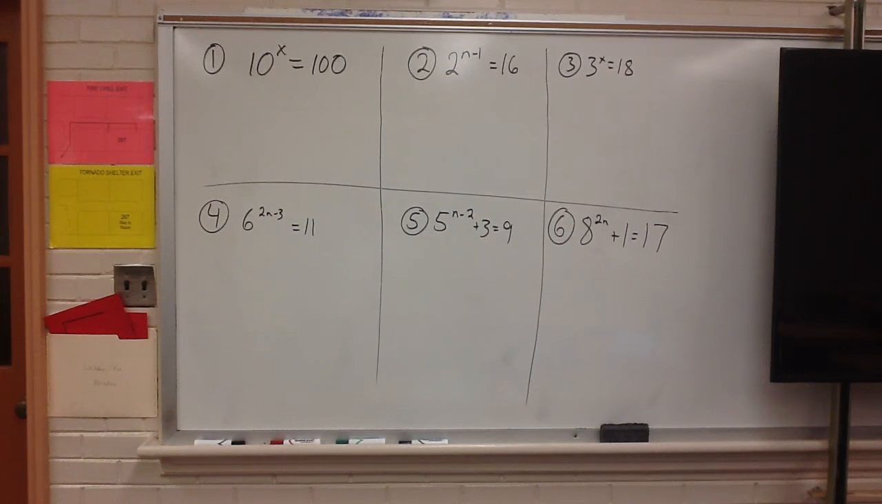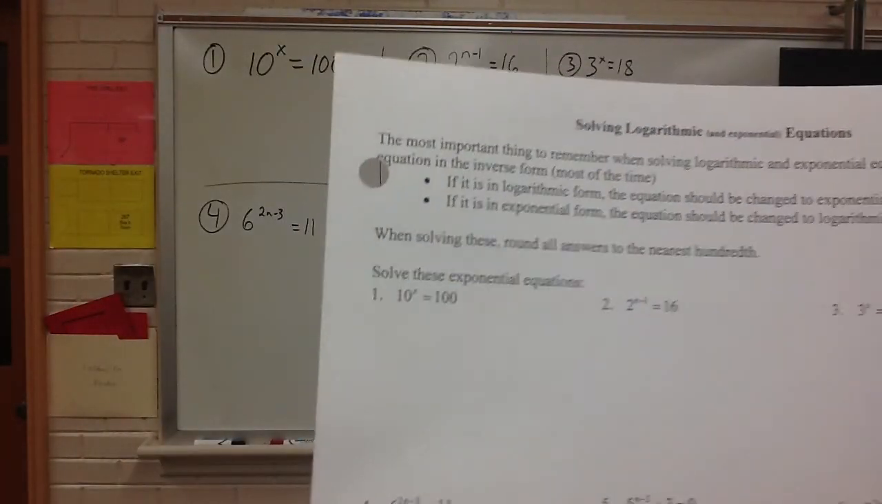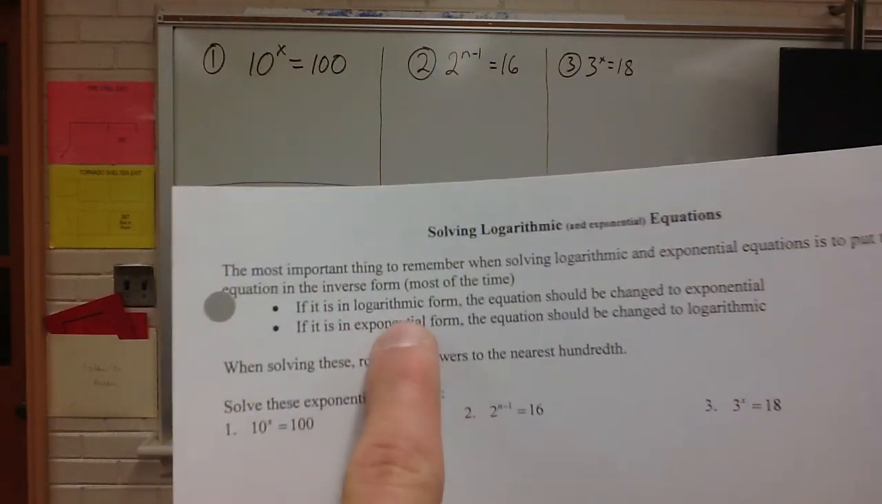Let's solve some logarithmic and exponential equations. Basically, if you can convert from one to the other, then you're good. So let's take a look at the hints. There they are, right there on your paper. See them? Basically, these are the two biggest hints I can give you.